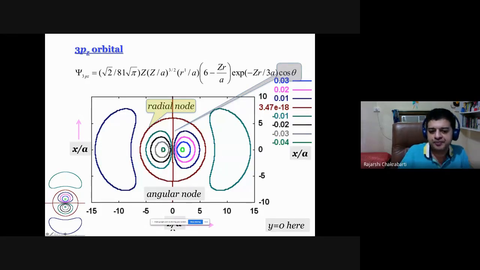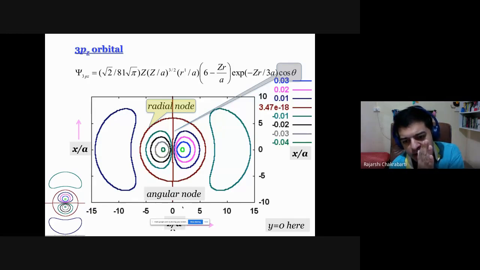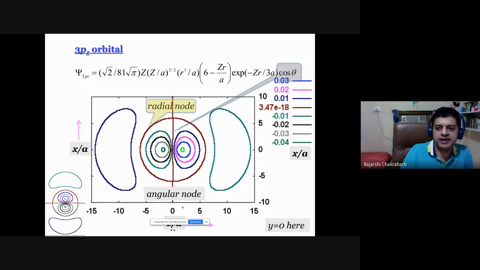Is this clear? Can you see the cursor? If this is plus, this has to be minus. On one side of that angular node, this plane, which is the xy plane, the wave function has to be plus. On the other side, it has to be minus. Please tell me whether you're following.